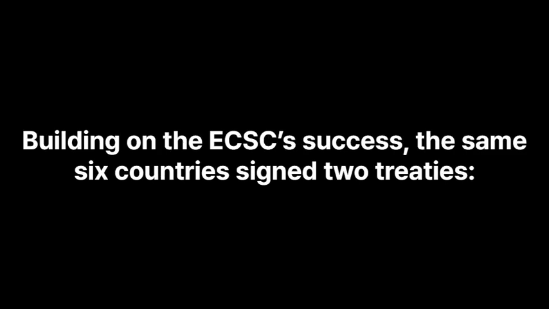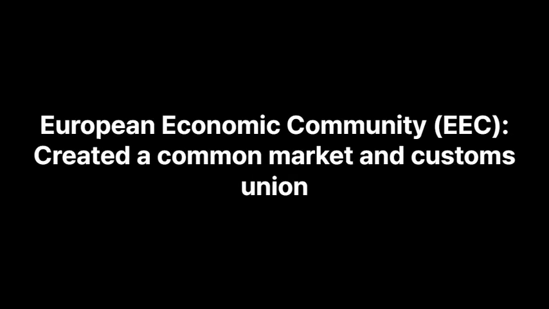1. Treaty of Rome, 1957. Building on the ECSC's success, the same 6 countries signed 2 treaties. The European Economic Community, EEC, created a common market and customs union. The European Atomic Energy Community, Euratom, promoted cooperation in nuclear energy. 2. Goals of the EEC: eliminate trade barriers, establish a common external tariff, create common policies, e.g. agriculture, transport, and ensure the free movement of goods, services, capital, and people.